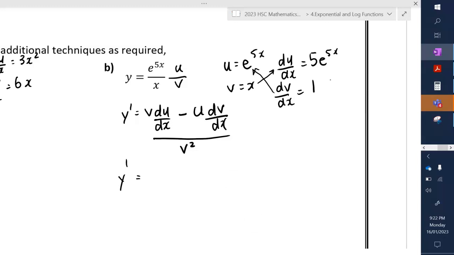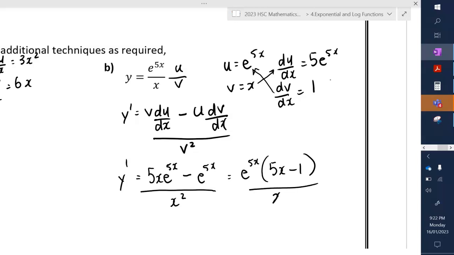So v du dx will give us 5x e to the 5x. I've just neatened it up because I've put it in straight away. Take away our u dv dx, which is just going to be e to the 5x. Please remember to pop it all over v squared. Okay, there's our answer, but I would like to factorize that. So I would like to pull out an e to the 5x on top. So I would get 5x minus 1 all over x squared, and that is my answer.